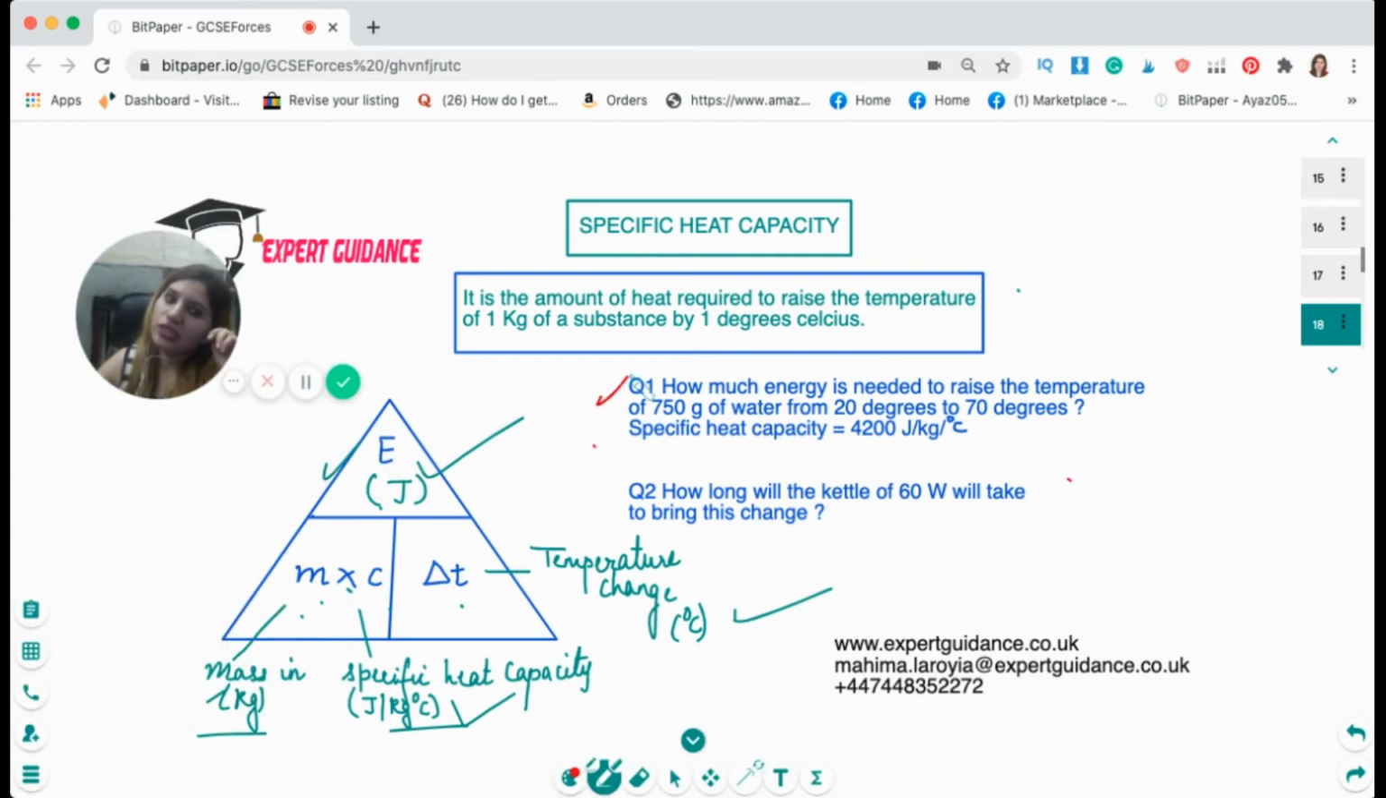How much energy is needed to raise the temperature of 750 grams of water from 20 degrees to 70 degrees? And specific heat capacity is given to you. How long will it take a kettle of 60 watts to bring about this change?